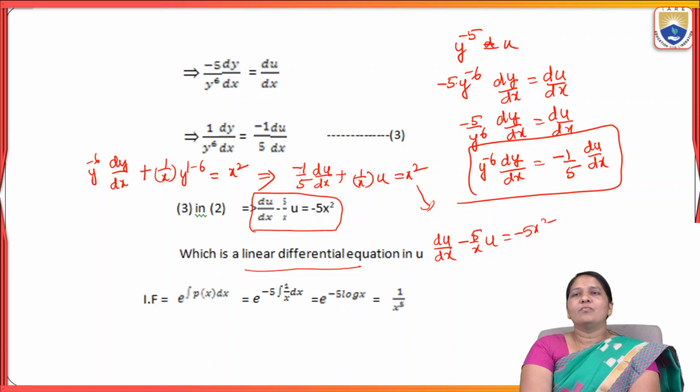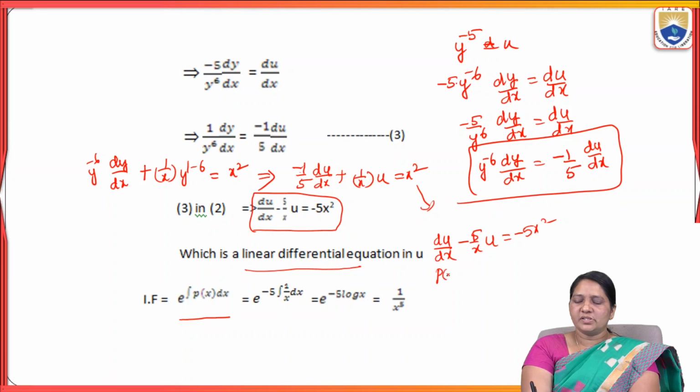So what is the procedure we are doing here? We are converting the Bernoulli's equation into a linear differential equation to get the general solution. So we already converted it into the linear differential equation form. So what is the procedure now? We are going to calculate the integrating factor, and after that we are going to calculate the general solution. So what is the integrating factor? Integrating factor equal to e power integral p of x dx.